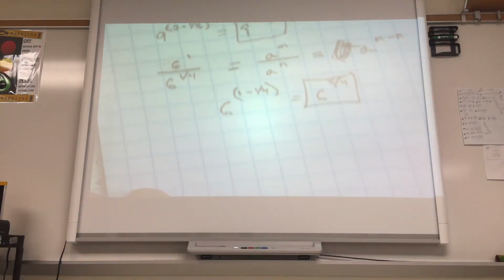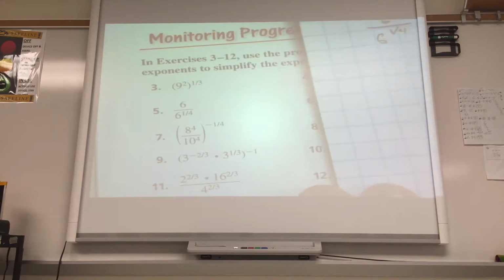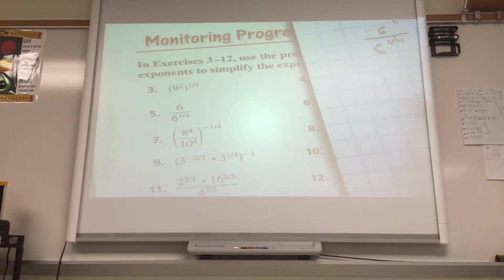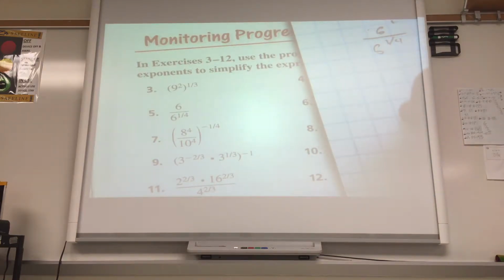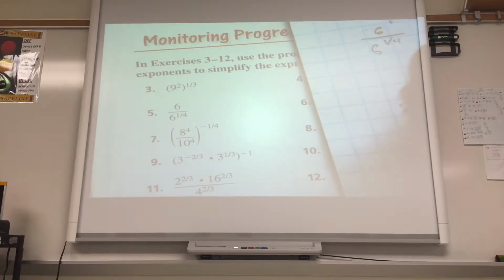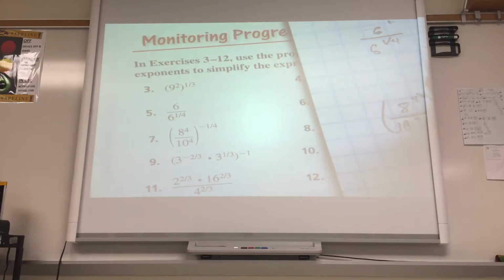Okay, going on to number 7. Number 7, this is kind of a semi-tough one. I'm going to go a lot quicker with it, though. So 8 to the 4th divided by 10 to the 4th, and all of that is to the negative 1/4.